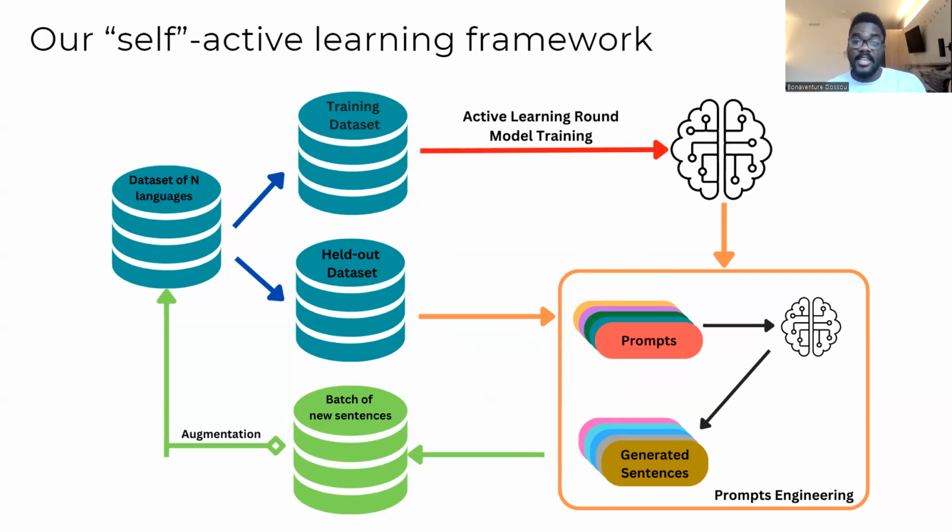And the header data set is used to prompt the language model that has been trained at the current active learning round. So we take sentences, we mask a part of the sentence, we use the remainder as prompt, and through iterative next token prediction, we are able to generate new sequences for each language that are then appended to the initial data set, and we restart the whole process. You can find more details about this in Algorithm 1 of our paper.